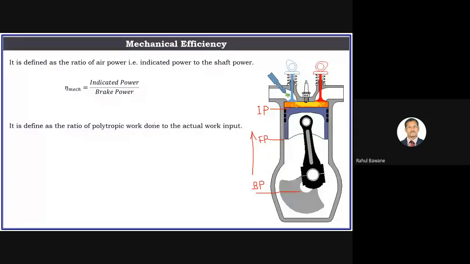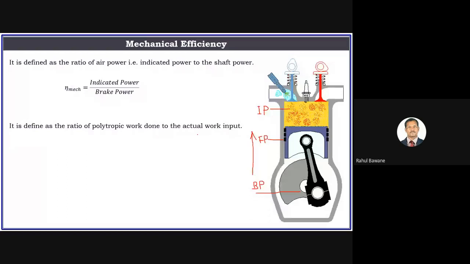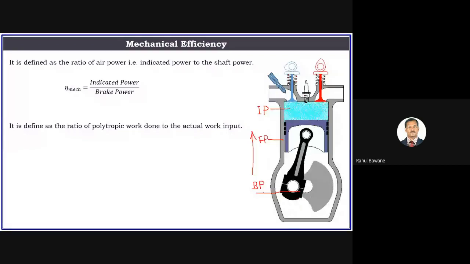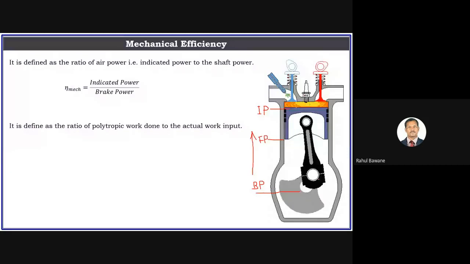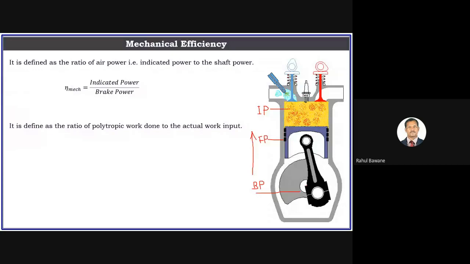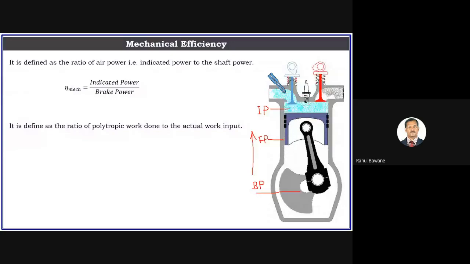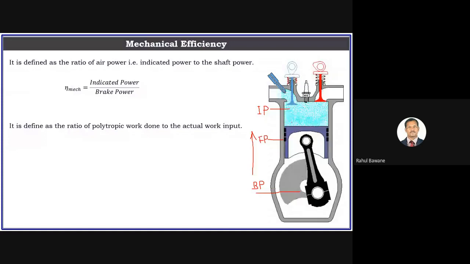It is also defined as the ratio of polytropic work done to the actual work input. Remember, I am talking about actual work input, where we are giving the input work at this brake shaft, that is shaft power, with the help of an electric motor or prime mover. So this is the actual work we are supplying to the compressor. And polytropic work done is the actual compression of air work.